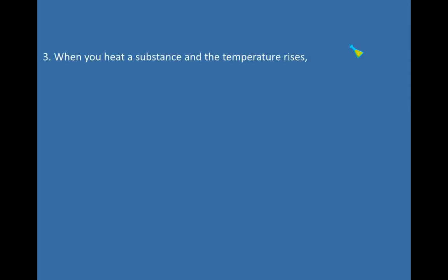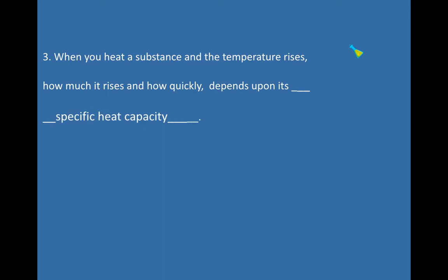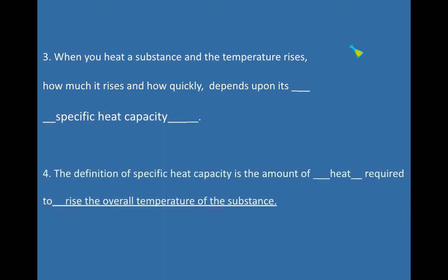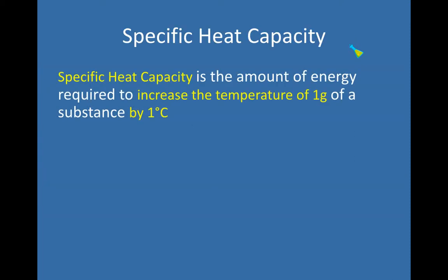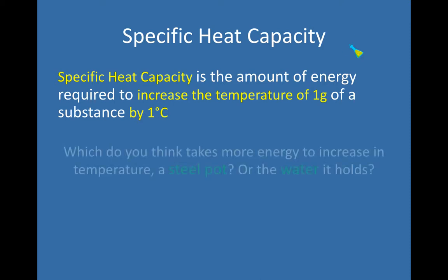Okay, so you know when you heat a substance, the temperature rises. How much it rises and how quickly depends upon its specific heat capacity, which is a capital C as its abbreviation. And again, it's how much heat is required to increase the temperature of the sample or the substance. Now, specific heat capacities are different for different substances.